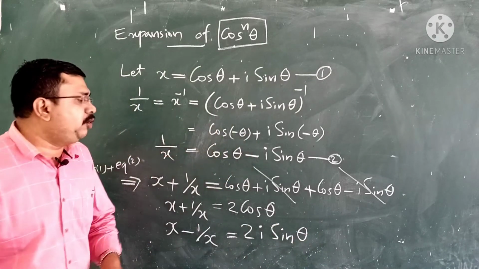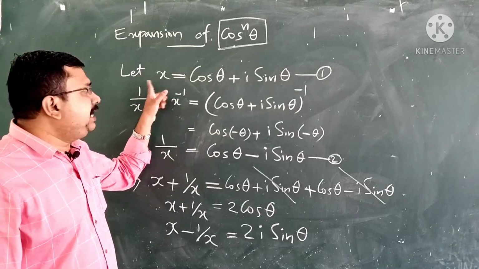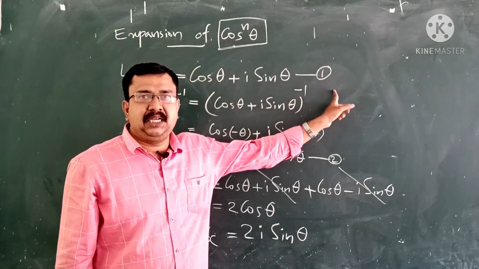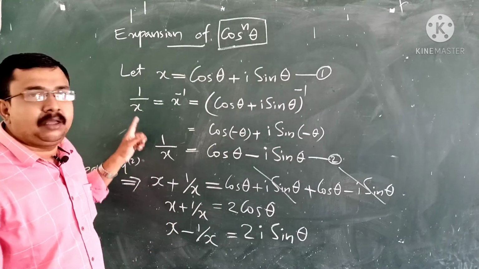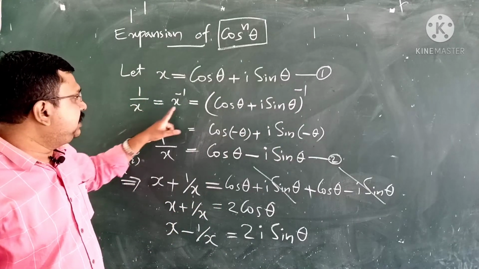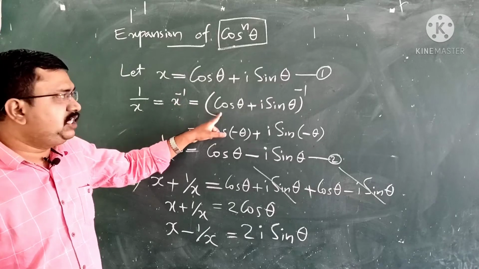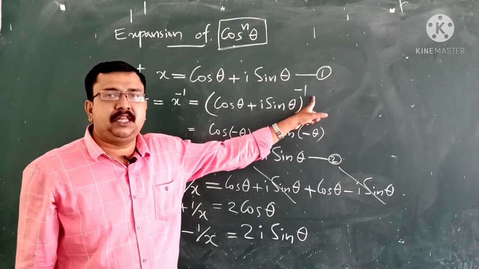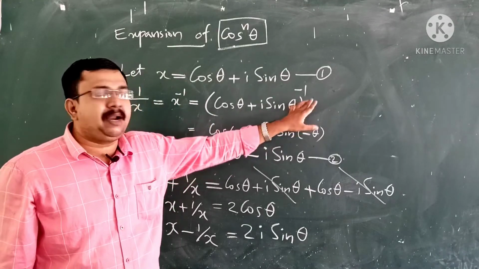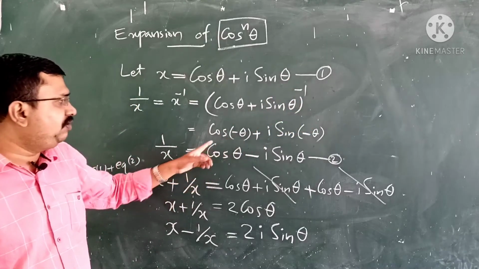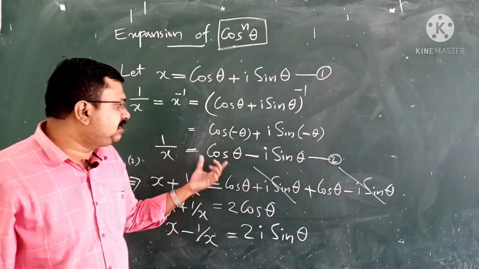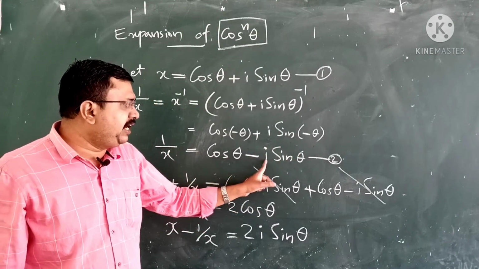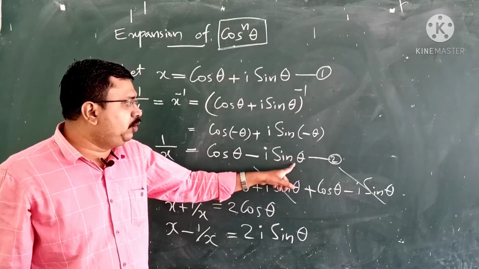Very important. Remember that x equals cos theta plus i sin theta, equation number 1. Then 1 by x equals x raised to minus 1, which is equal to (cos theta plus i sin theta) the whole raised to minus 1. We are applying De Moivre's theorem. Then we get cos minus theta plus i sin minus theta, which equals cos theta minus i sin theta, equation number 2.